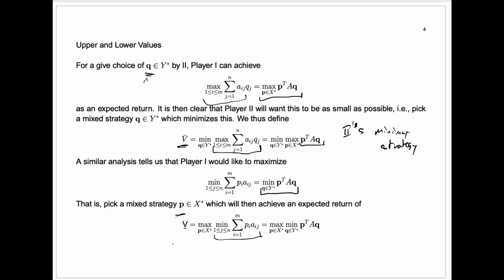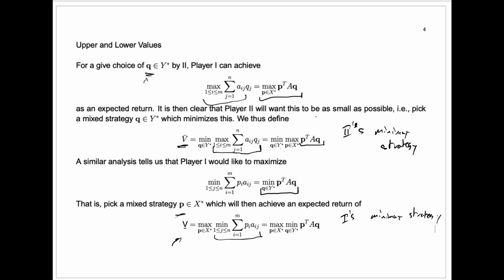We call this the lower value of the game. And player 1 can pick a strategy P in X star which forces the return to be at least this lower value of the game, V with a lower bar. And this is called player 1's minimax strategy. You'll see, of course, when we say it's a minimax strategy, it's the maximum of the mins for player 1, the min of the max for player 2, but they're both referred to as minimax strategies.